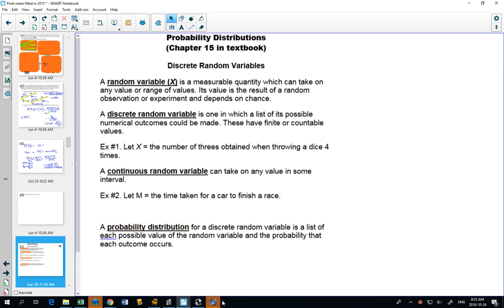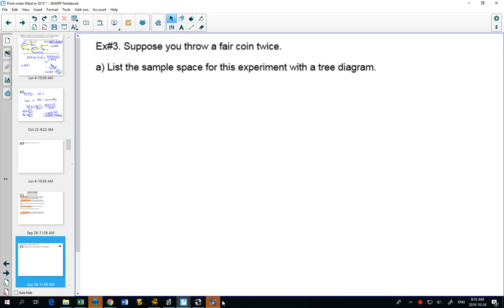What we look at in a probability distribution for discrete random variables is a list of each of the possibilities and then the probability or chance of each of those things happening. So we start off with something simple.